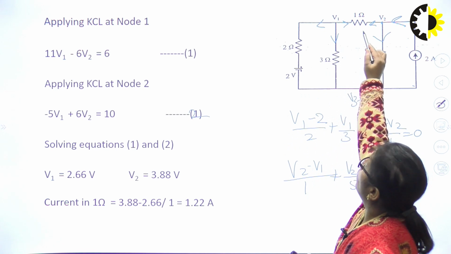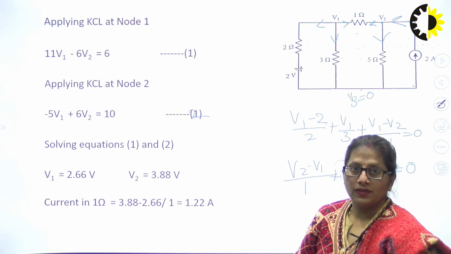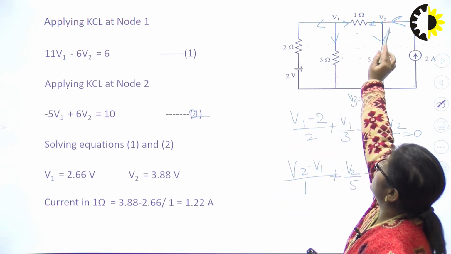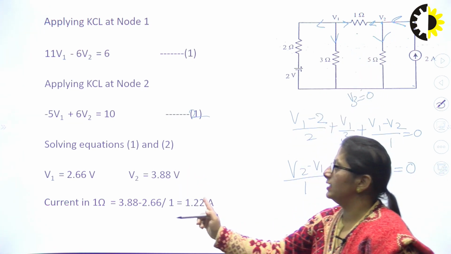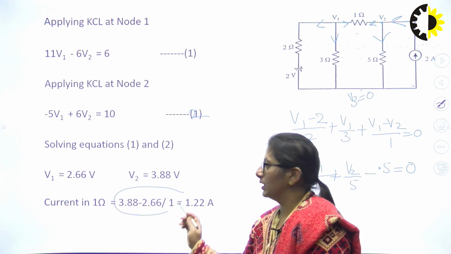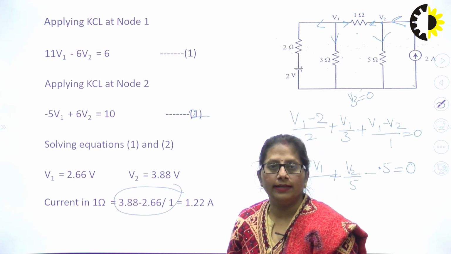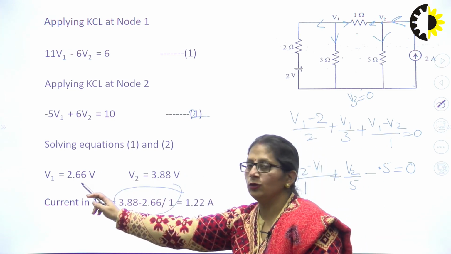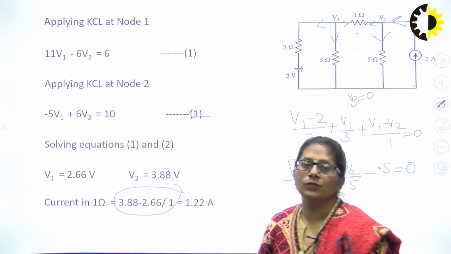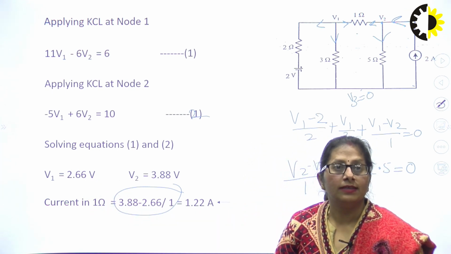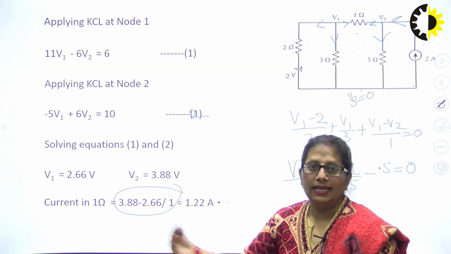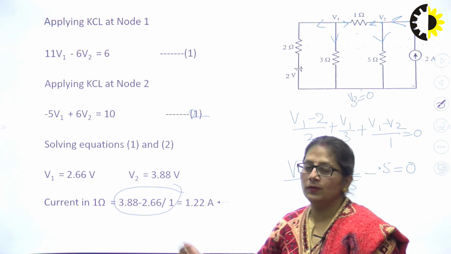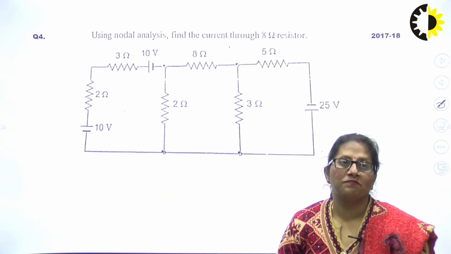The current in 1 ohm has to be the difference of V1 and V2 upon 1. Which one is greater? That is V2. So the current through 1 ohm has to be 3.88 minus V2, minus V1, 2.66, upon 1. So it is going to be 1.22 amperes. In which direction? From 2 to 1, towards left, or I may say towards right of mine.